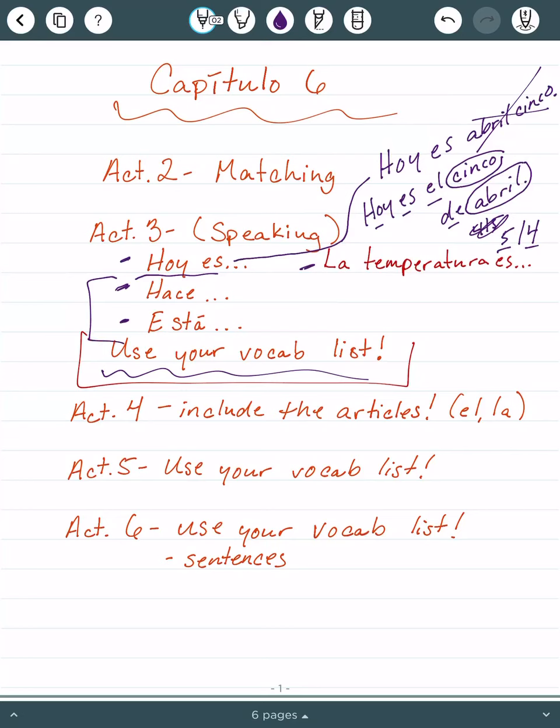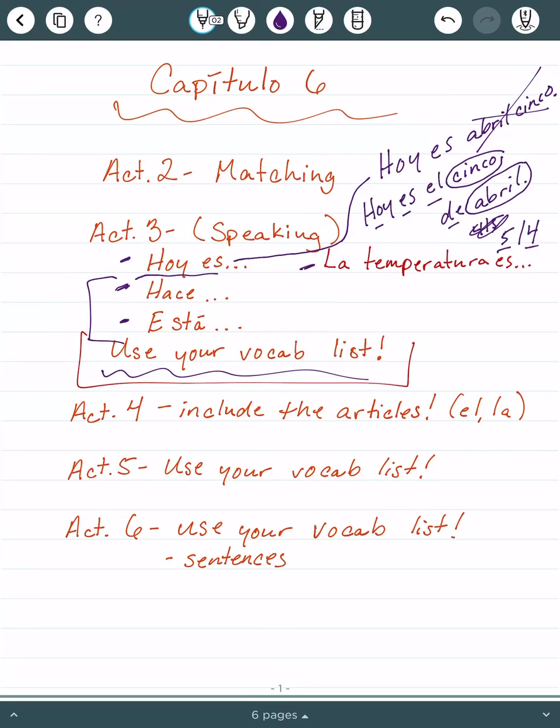For hace and está, stick to your vocabulary list, okay? So don't try to venture out. If it says hace sol, then leave it alone. Leave it as hace sol. If it says está soleado, leave it alone. Never say hace soleado or está sol. It just doesn't work. So we're really just working on getting used to some phrases in this chapter. So stick to the vocabulary list on those 2 sentences for sure.